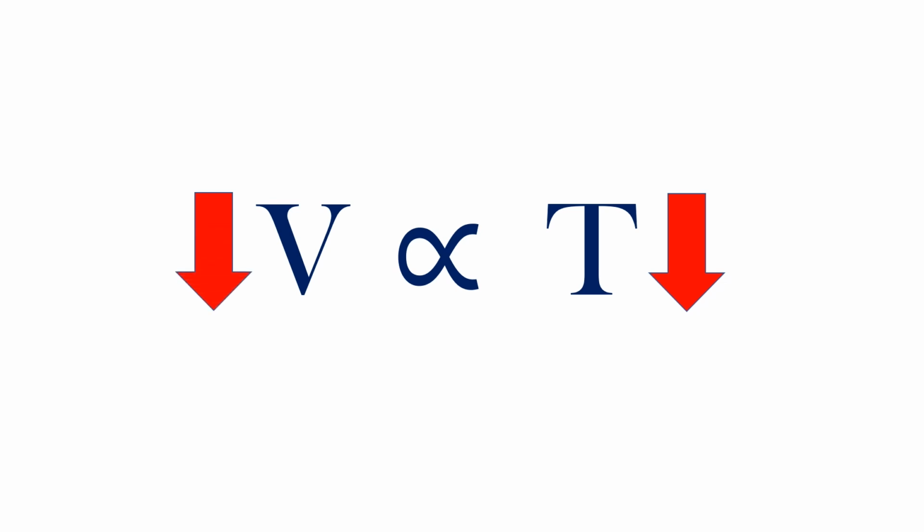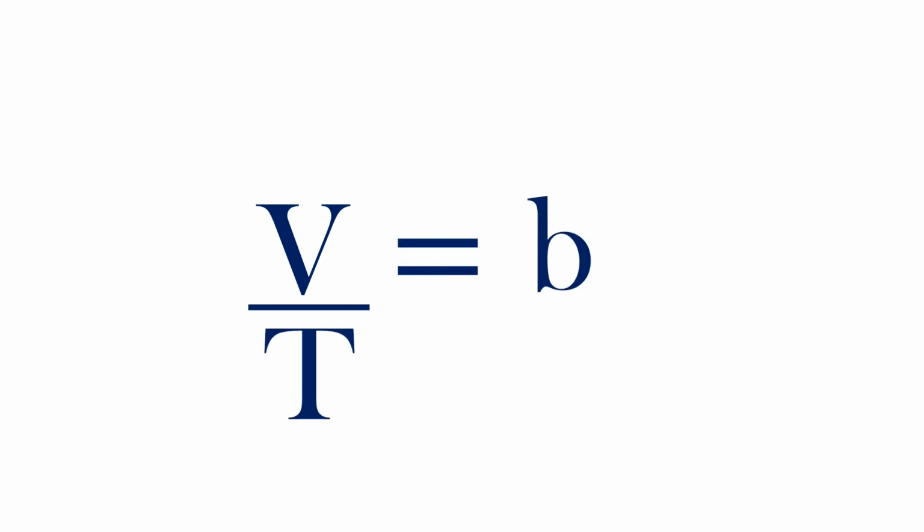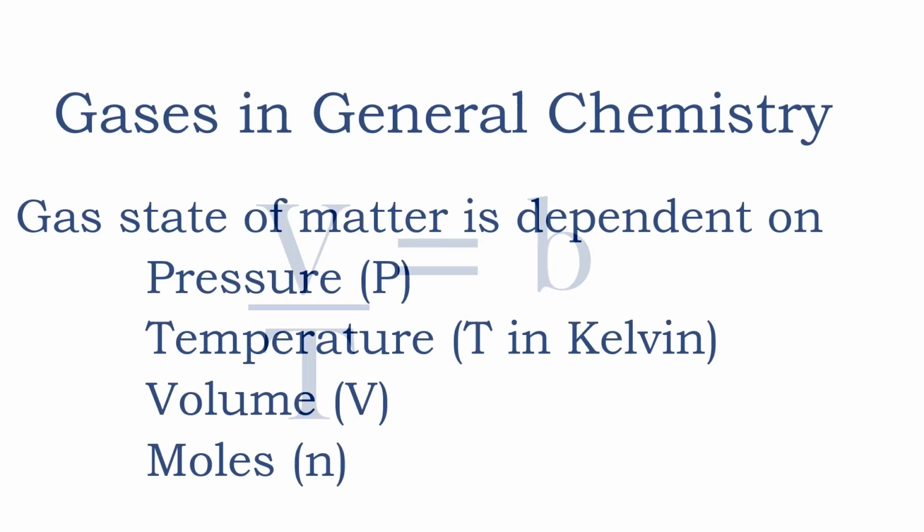that gas. Furthermore, we can divide both sides by the temperature and get the ratio of volume over temperature. This will always yield some constant. We'll call that constant B here. Recall, gases depend on pressure, temperature, volume, and the number of moles present. Let's assume the pressure and the moles are constant.